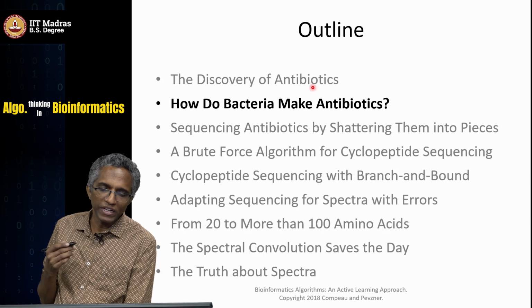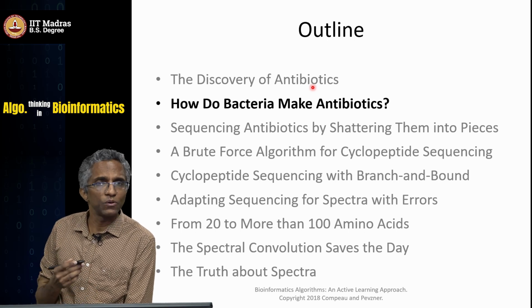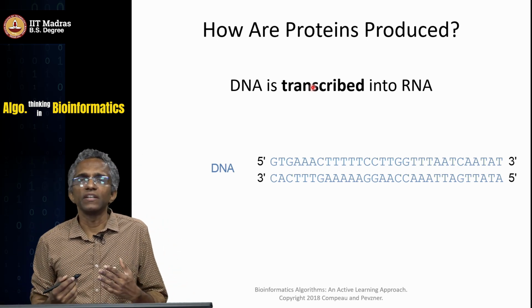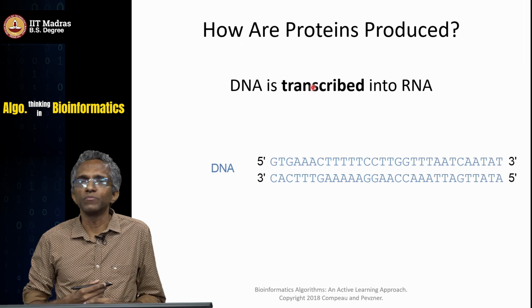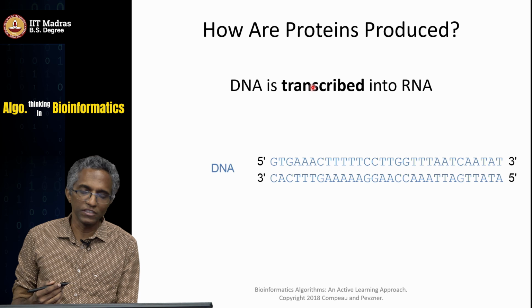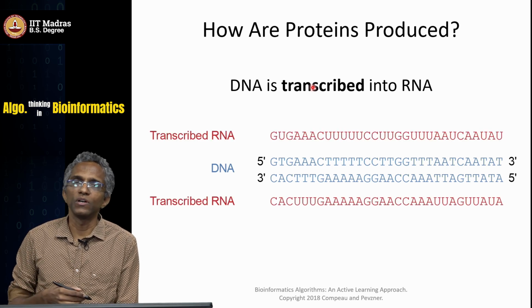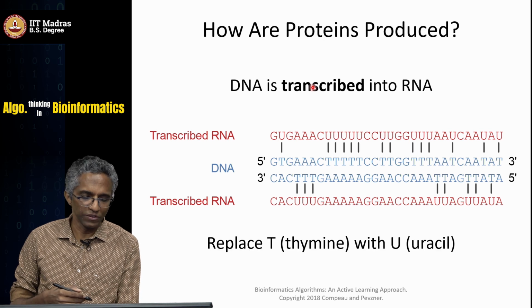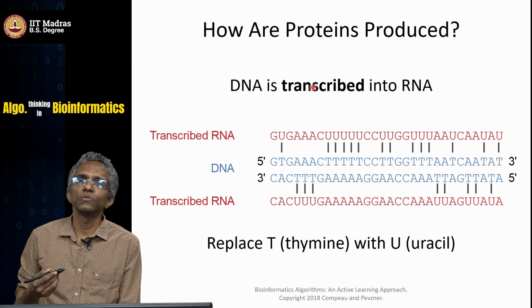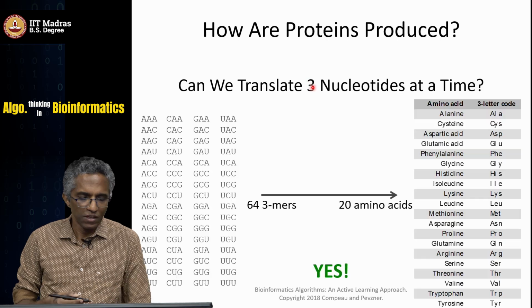So, how do bacteria make antibiotics, or how are proteins produced in general? We know very well the central dogma of molecular biology, that DNA makes RNA and RNA makes protein, in colloquial terms. In formal terms, DNA is transcribed into RNA, where you have these 4 bases ACGT in DNA that get converted into the counterpart letters ACGU in RNA, where a T is replaced with a U. And then from the mRNA, you have a genetic code that will convert every triplet or codon into a particular amino acid. So, that is shown over here.